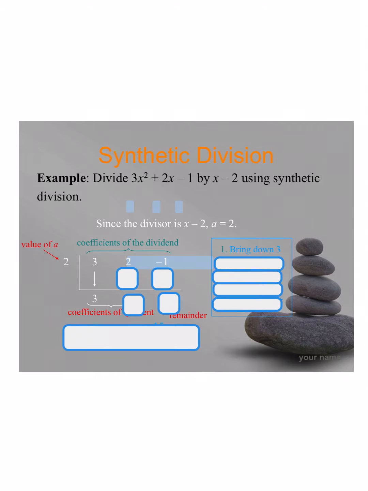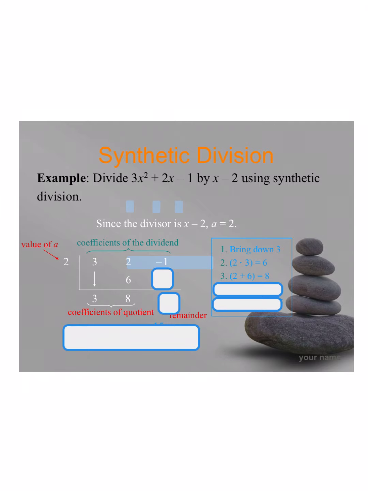All right, now for our second step, whatever we get down here at the bottom is going to be multiplied by our outside value. So we're going to do 3 times 2, which is 6. You can see we have a 6 there. As we continue to go down, we're going to take these two values and we're going to add them. So 2 plus 6 is going to be 8. And we're going to continue our process.